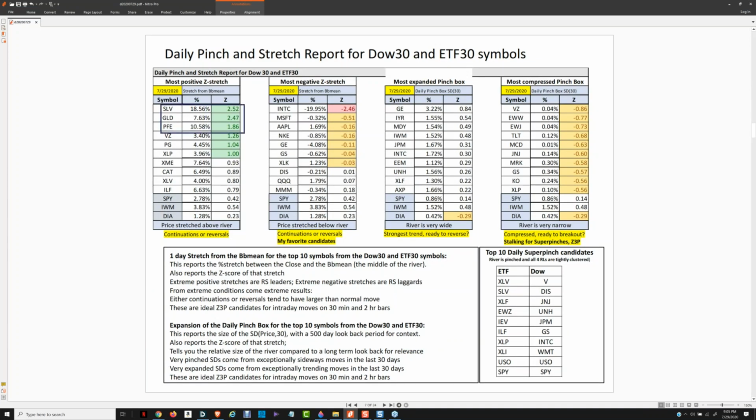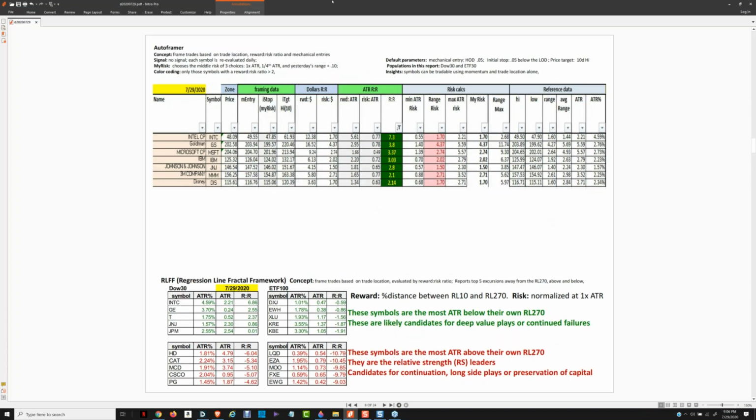Silver, gold, and Pfizer on the positive stretches. Big time negative stretches here in the techs, and I would expect Microsoft and Apple to mount a rebound now that they've been able to get through the congressional testimony. Auto framer: Intel, Goldman, Microsoft. And then there's Johnson & Johnson on that. It has multiple signals in its favor, using $1.50 of risk, using the range risk.